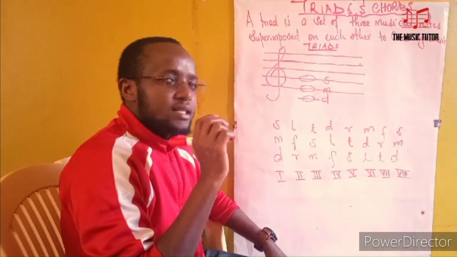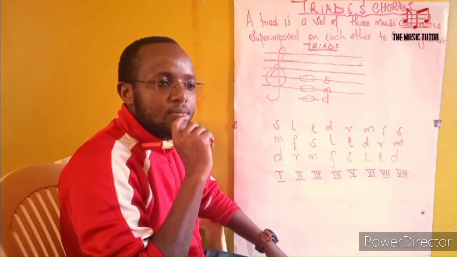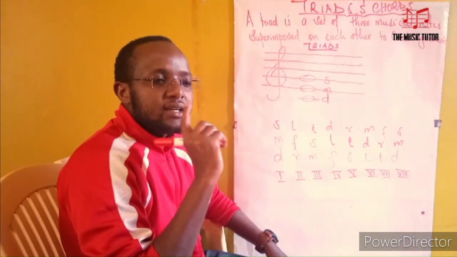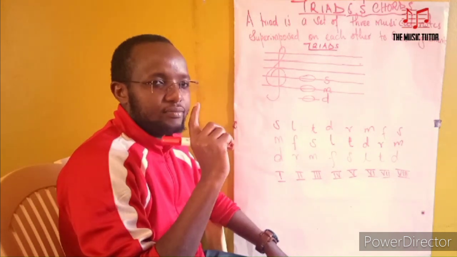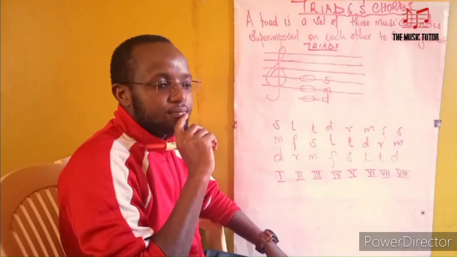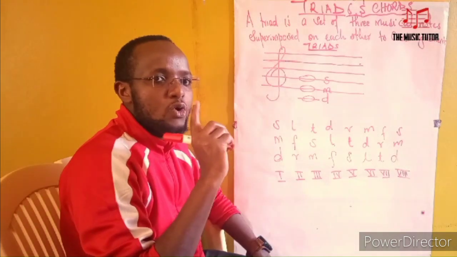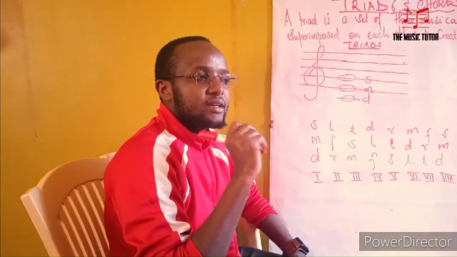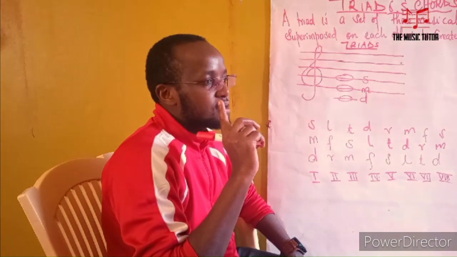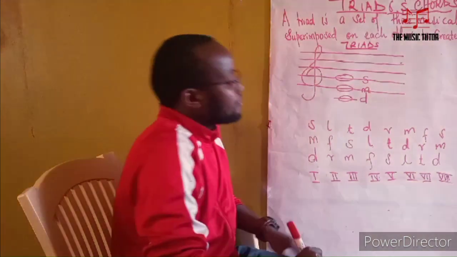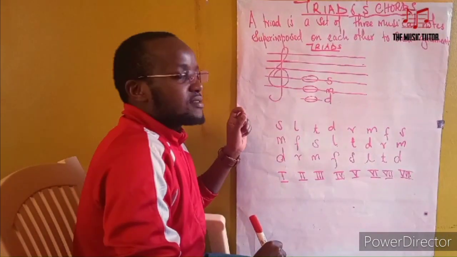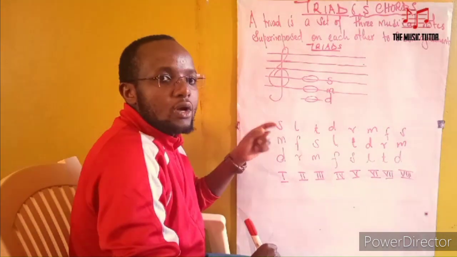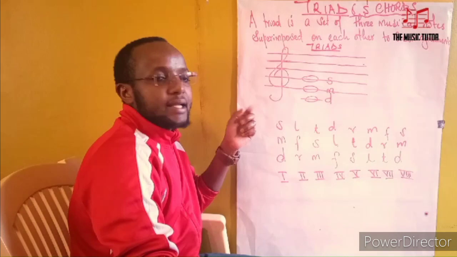A triad is a set of 3 notes superimposed on each other to create an agreement that we shall call harmony. What is a chord? A chord is a set of 4 notes superimposed on each other to create agreement, and the agreement, we called it harmony. Different notes of the scale do agree, whereas others do not agree.